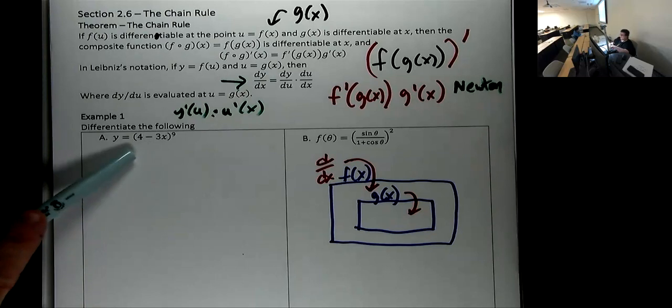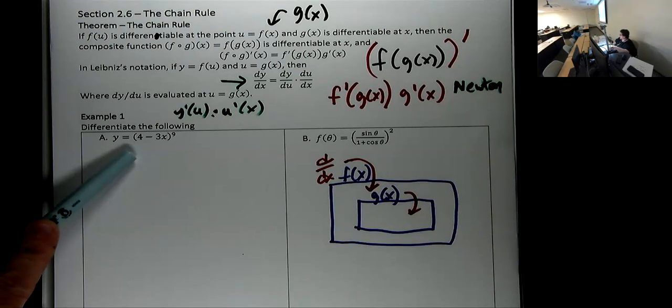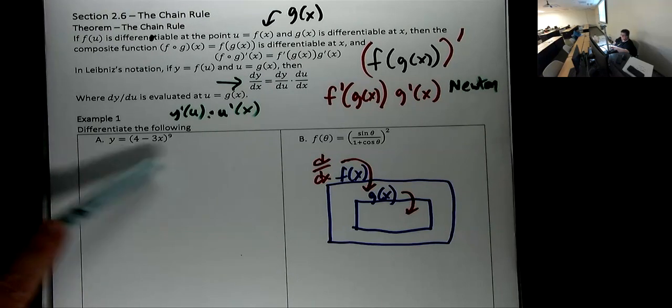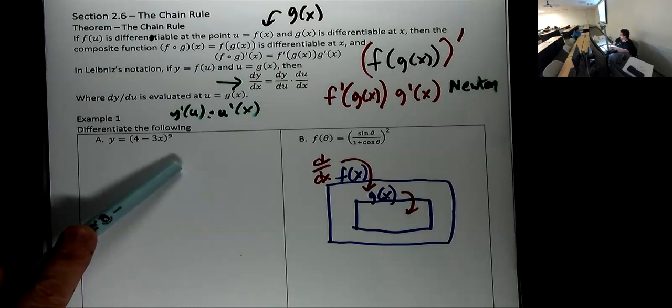This could be a pain to take the derivative of, right? Using our normal rules, we would have to multiply this out. We could speed it up with Pascal's triangle and binomial expansion, but we've got an exponent of 9 here. This would be brutal.